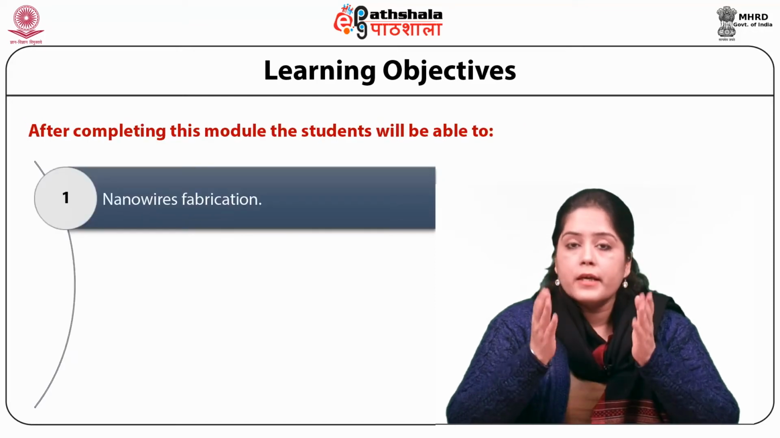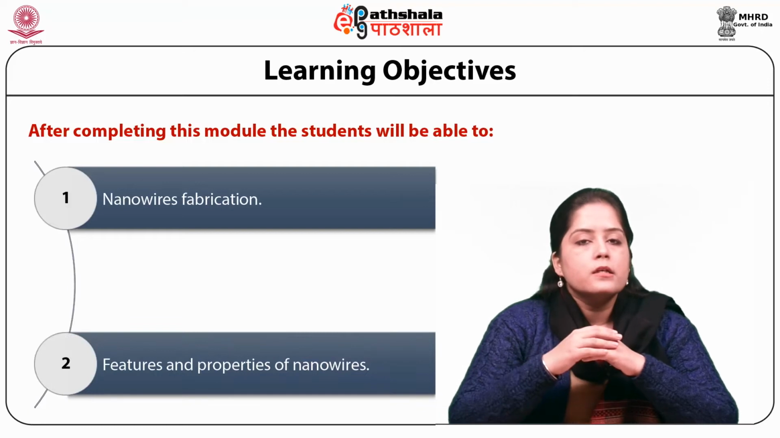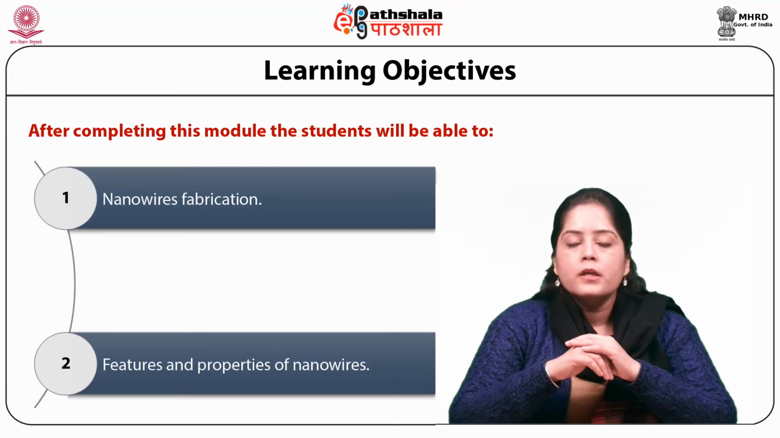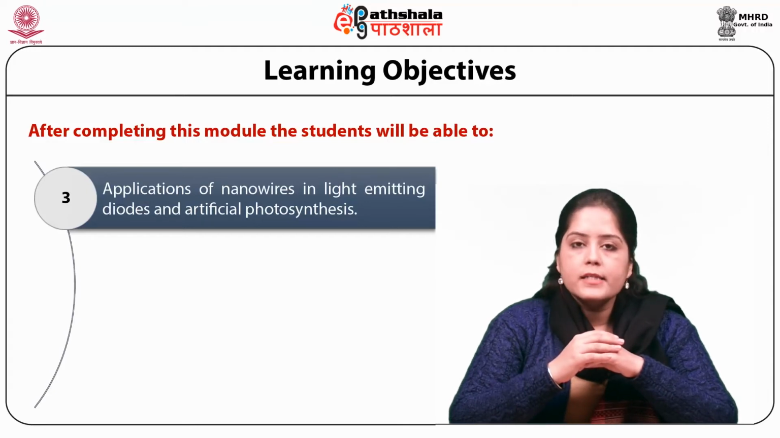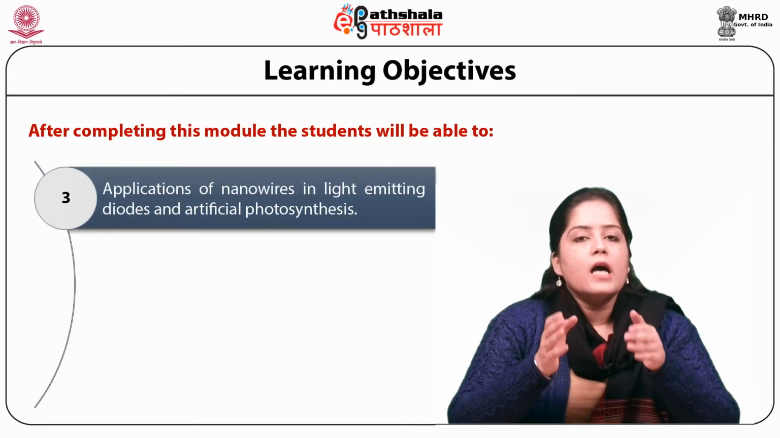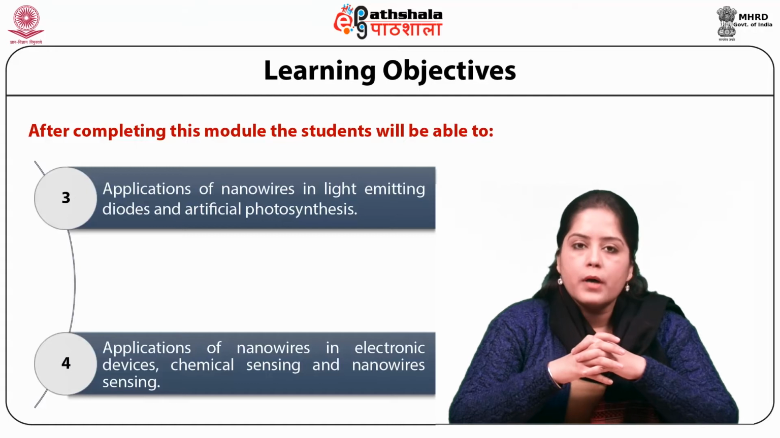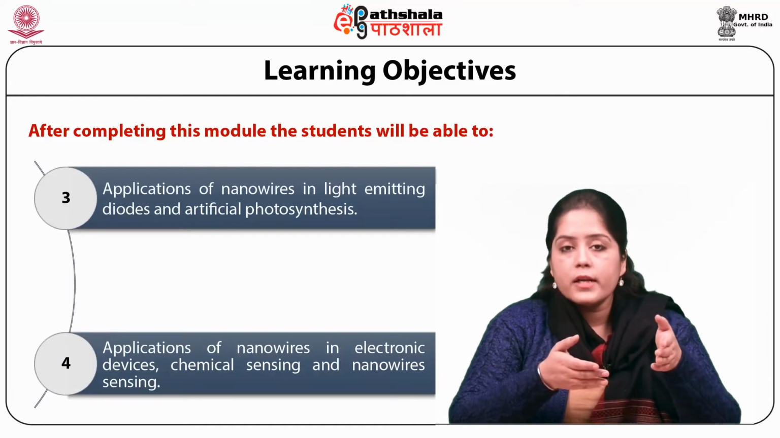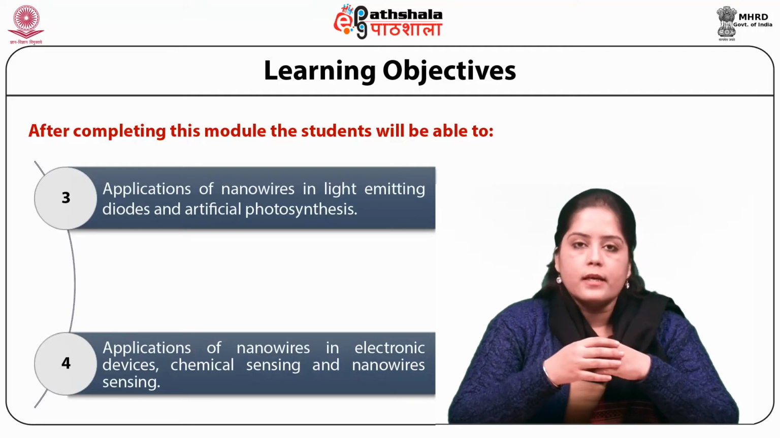First, the fabrication of nanowires, basically semiconductor nanowires. Second, different features and properties of nanowires. Third, the applications of nanowires in light emitting diodes and artificial photosynthesis. Lastly, we will discuss about the applications of nanowires in electronic devices, chemical sensing, and nanowires sensing.